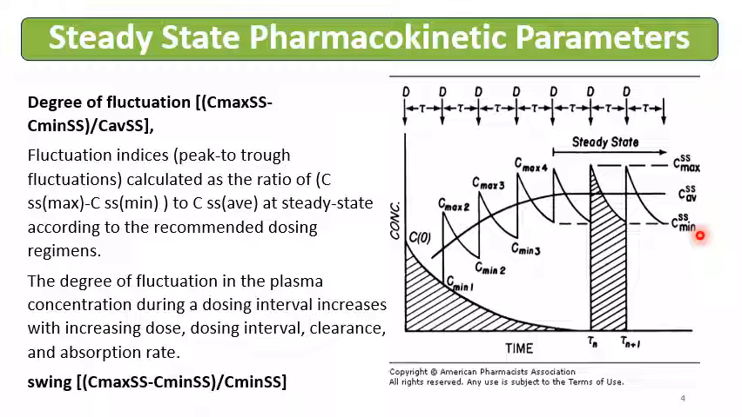Here you can see CSS minimum, CSS maximum, CSS average. So this fluctuation is called the degree of fluctuation, and here the formula is Cmax minus Cmin divided by C average. Then another terminology is swing. Here Cmax minus Cmin is done. Here also Cmax minus Cmin is done. Here divided by average. Here divided by minimum. So this is the difference between the degree of fluctuation and the swing.